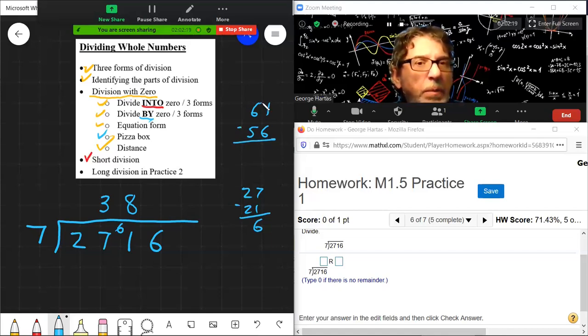Cannot subtract, got to borrow from the 6. The 6 becomes a 5. The one that we borrowed here makes this an 11. 11 minus 6 is 5. 5 minus 5 is nothing. So the difference is 5. The remainder is 5.